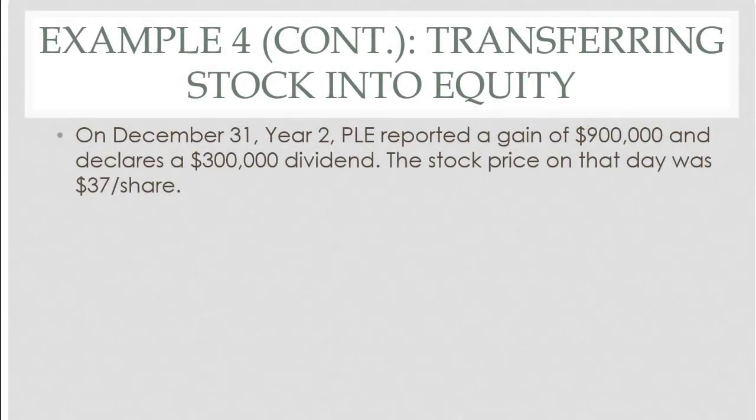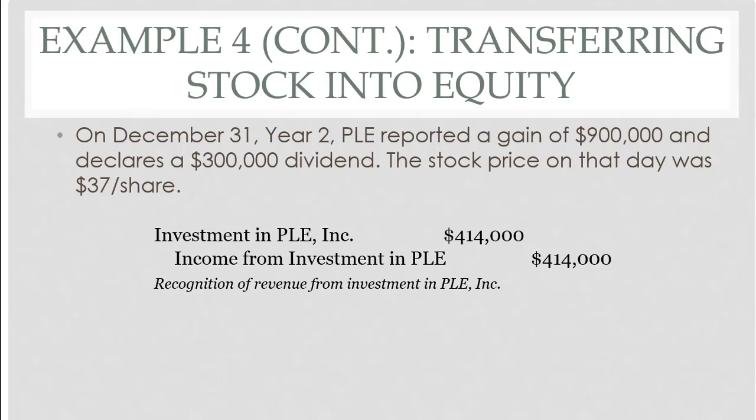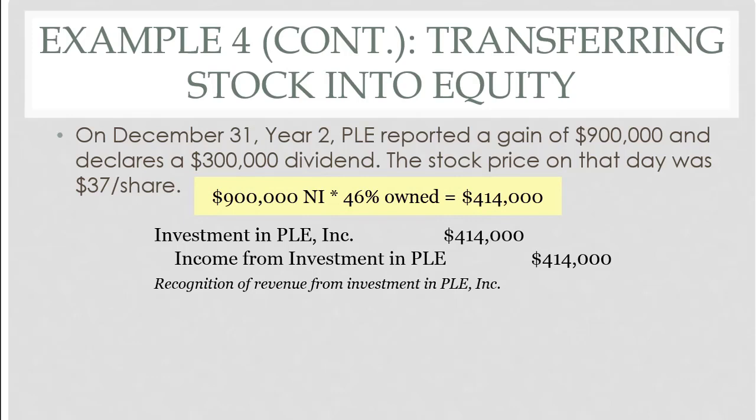As I mentioned before we faded out, we only need 2 journal entries, and here's what they look like. First off, we would debit our investment in PLE for $414,000. That's our 46% of this $900,000. Their retained earnings goes up. So since their retained earnings goes up, I record an increase to my asset because my asset is tracking my claim on that retained earnings.